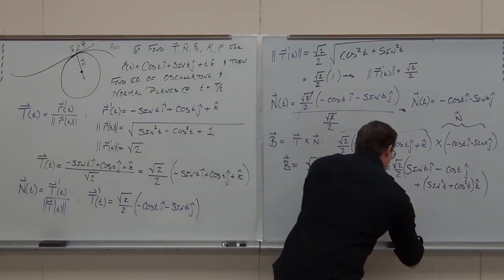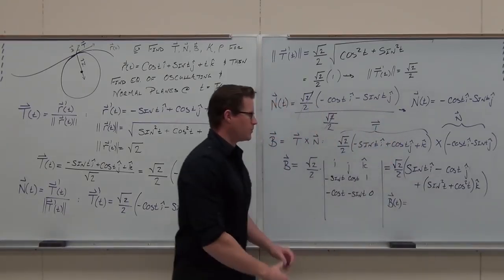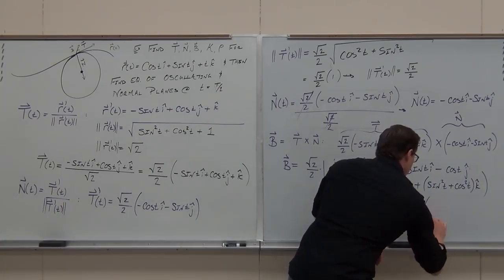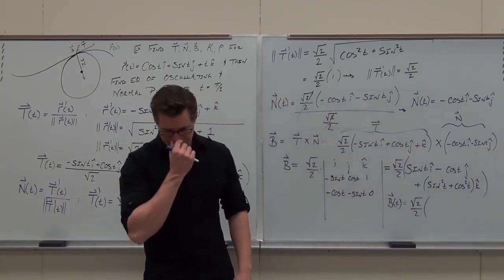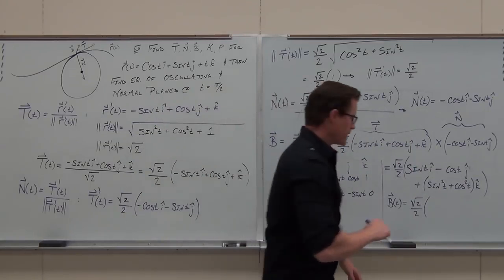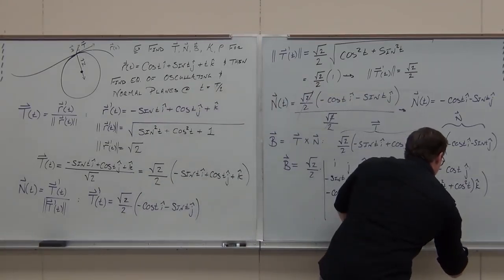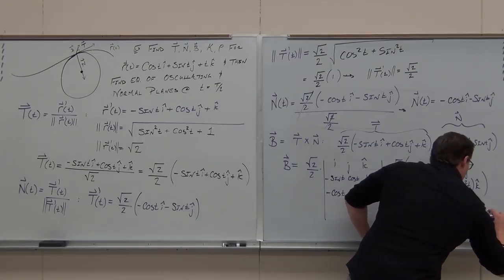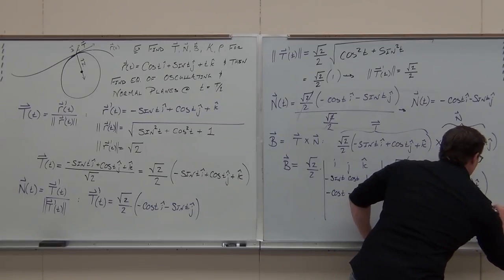So our unit binormal is this: square root 2 over 2, and we get sine t i, cosine t j, plus k.